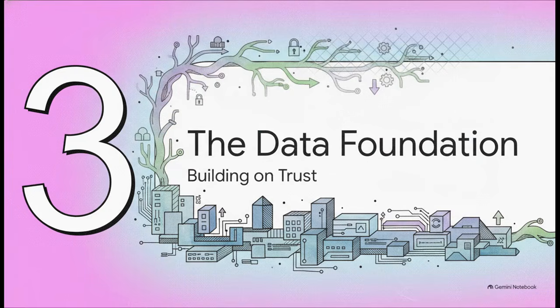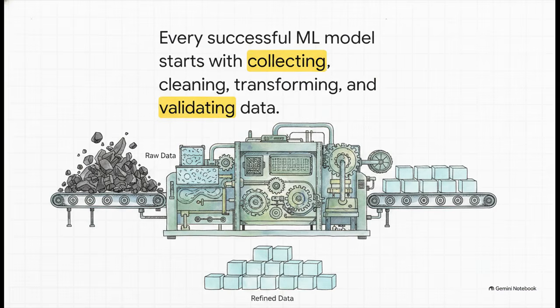Moving right along to part three, the data foundation, or building on trust. Because before we can automate anything, we have to look at the bedrock. You could literally have the most advanced algorithms on the planet, but every single successful ML model starts with high-quality data. It's all about collecting, cleaning, transforming, and really meticulously validating that raw information. This initial stage is all about building a rock-solid, trustworthy foundation through automated pipelines and data versioning. It's absolutely crucial for consistency.